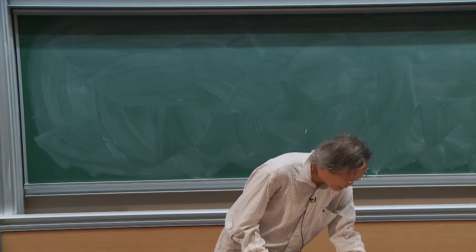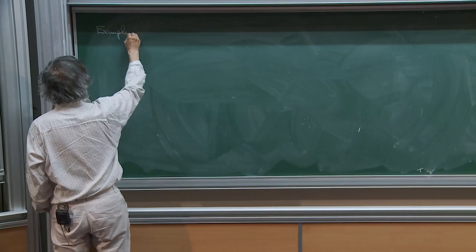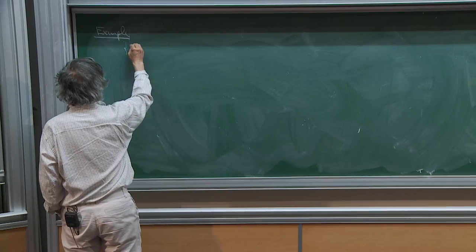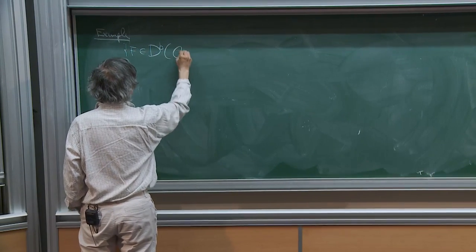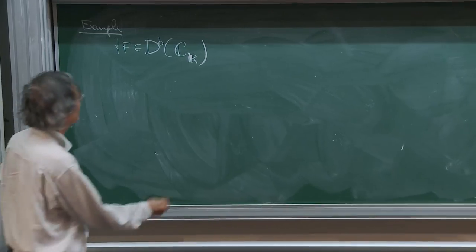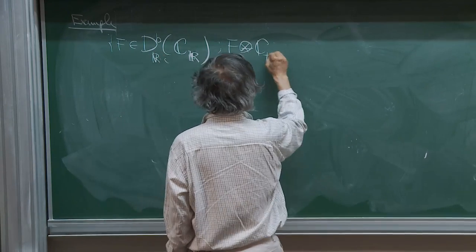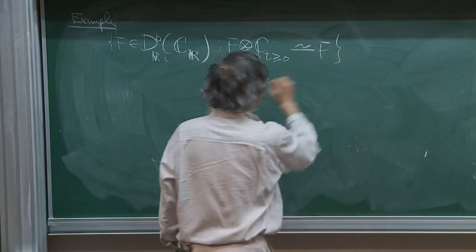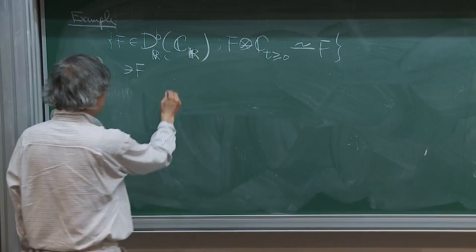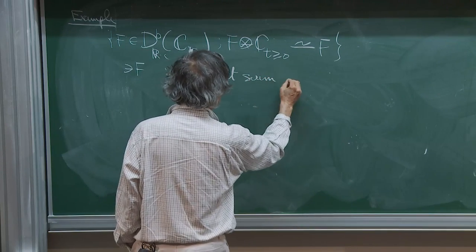Yeah. So for example, F in CR. So when X is a point and F tensor CTR equals F, if we consider that, then any object is a direct sum. So the structure is very simple.